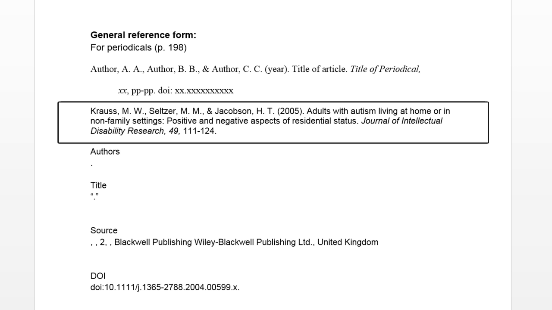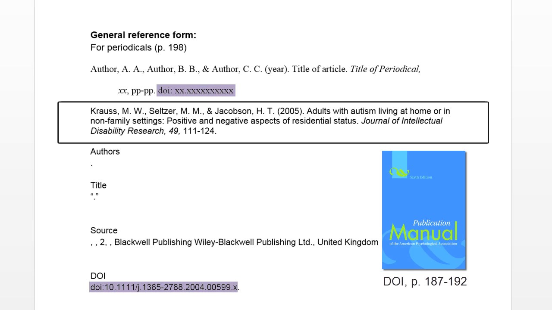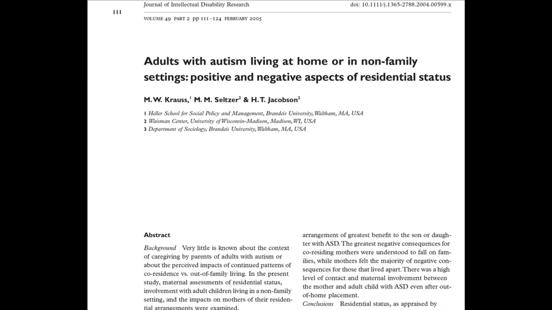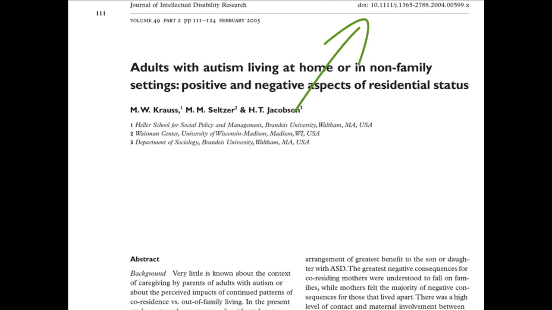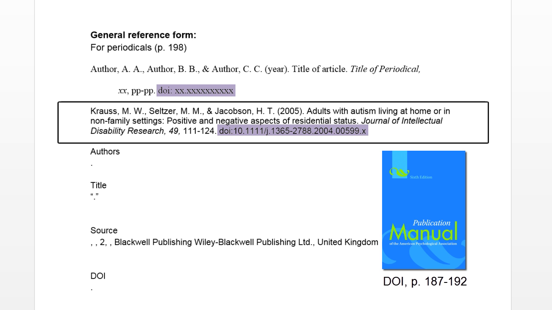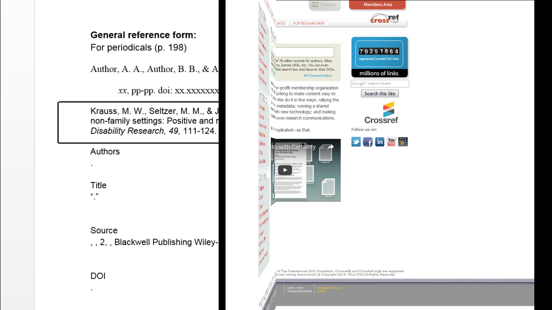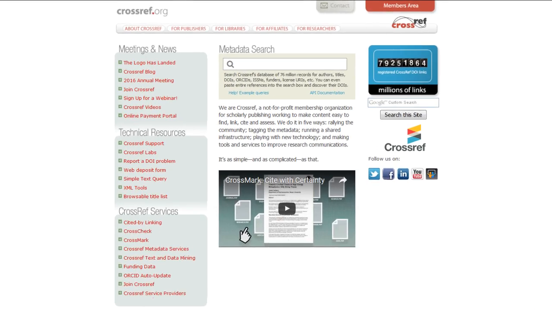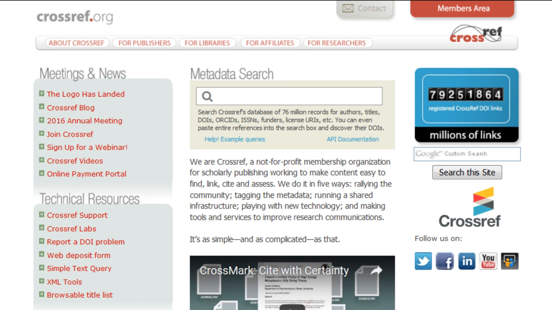The final part is the DOI, the Digital Object Identifier. APA requires the use of a digital object identifier for all electronic articles. The DOI is preceded by the term DOI in lowercase, followed by a colon. No punctuation follows the DOI. If the article doesn't have a DOI, you may find the DOI in other places, such as crossref.org.